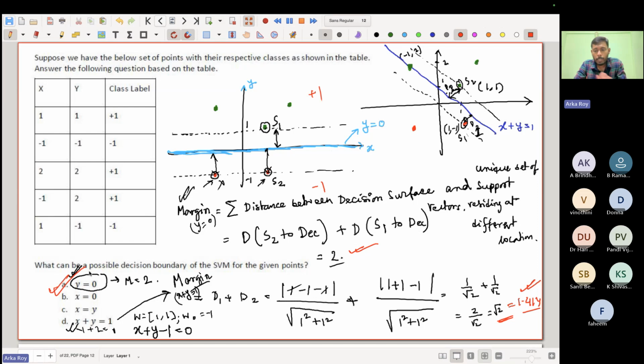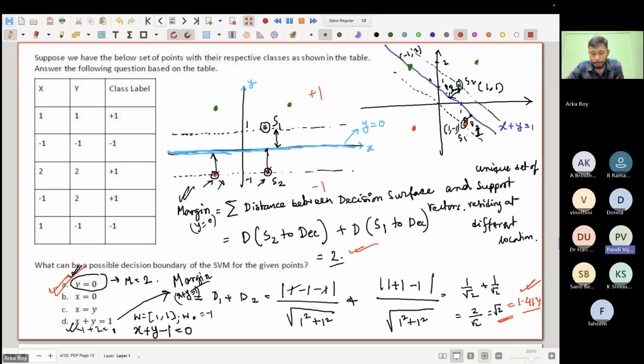So any query? No, sir. So the support vectors are always supposed to be parallel to the decision plane. Yeah, because you have an equation of line, so your support vectors will also be a family of parallel lines.